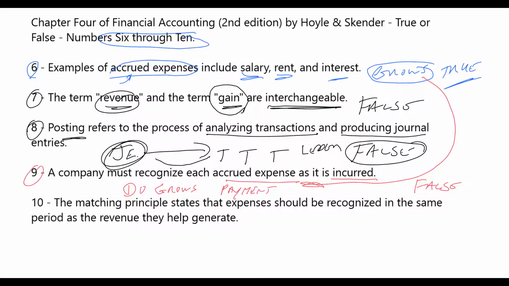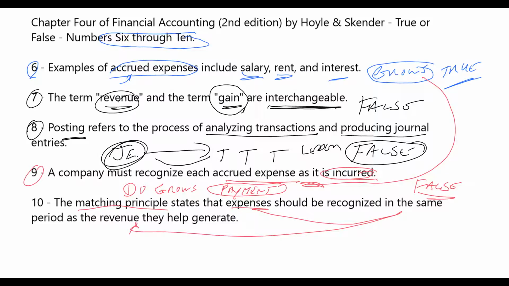There's a lot of coverage in this chapter about accrued expenses because they're very important. Some companies record them, indeed, as they are incurred, as they grow. But other companies simply say, let's wait till the payment's made. That's simpler for us, or we'll wait till financial statements are prepared. That statement is false.